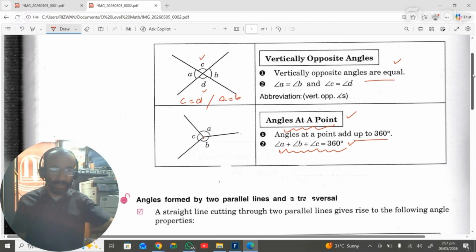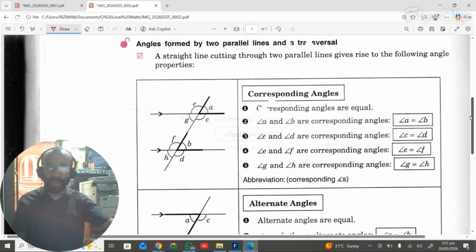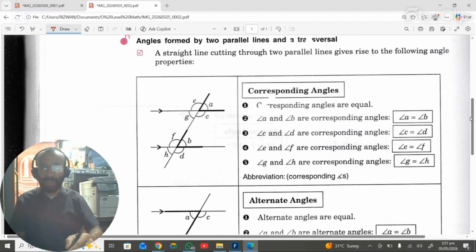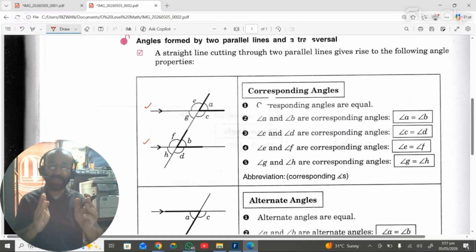Next is whenever two parallel lines are cut by a transversal line. So these are parallel lines, and this is a transversal line cutting them. So corresponding angles are equal. So corresponding angles are the angles which are at the same slope.